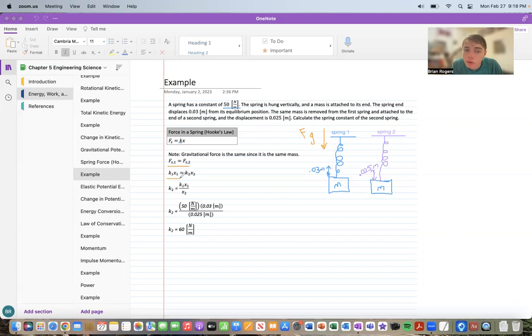Now, substituting in for forces, using the force in a spring, just substituting in K and X, and solving for the spring constant of the second spring, we rewrite the equation by dividing by X sub 2 on both sides. Now we plug in the spring constant of the first spring multiplied by the displacement of the first spring, all divided by the displacement of the second spring. That gives us the spring constant of our second spring, and that's how we were able to solve the problem.